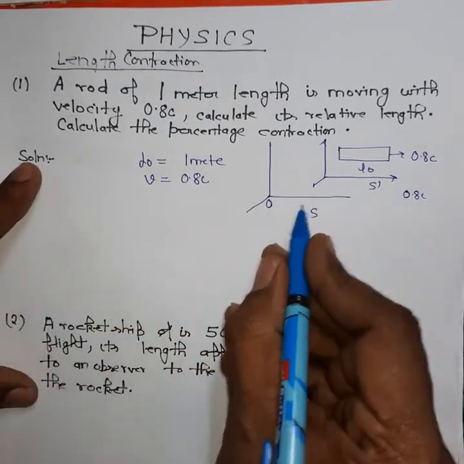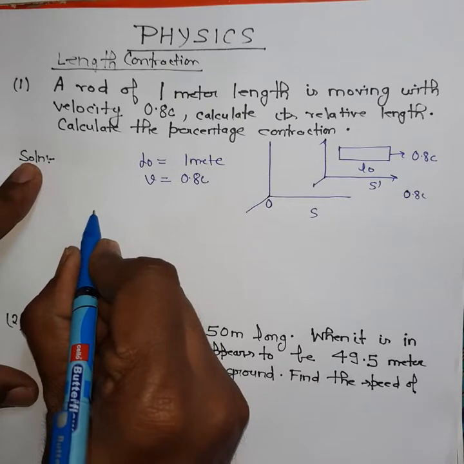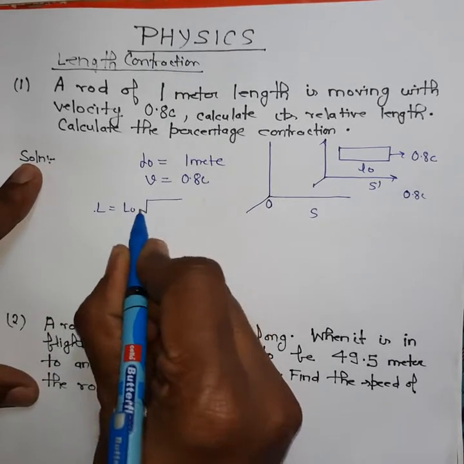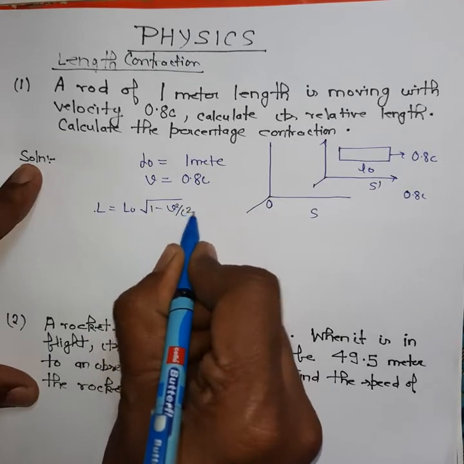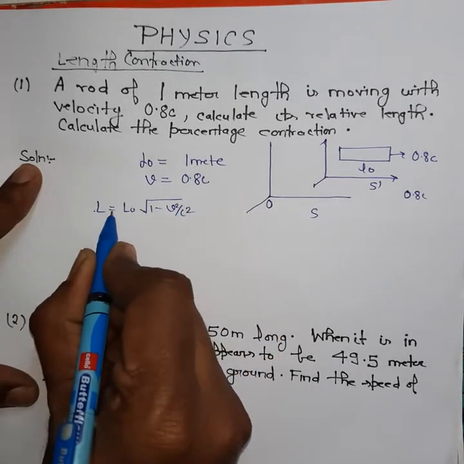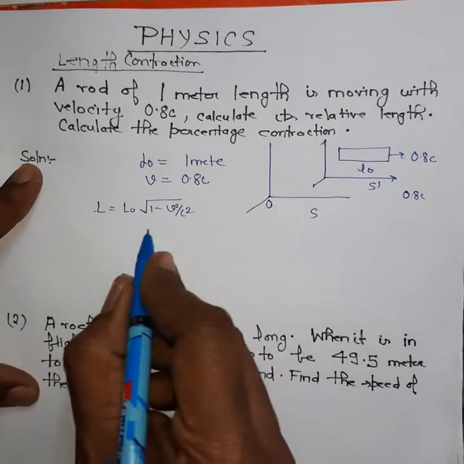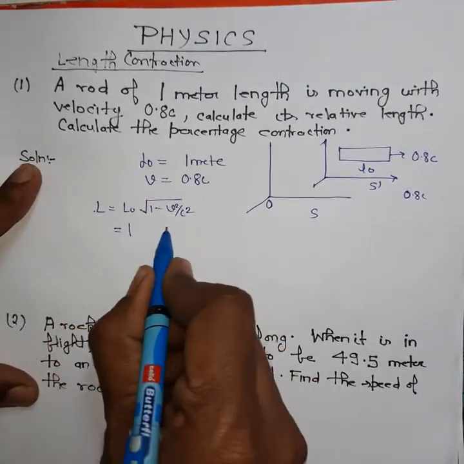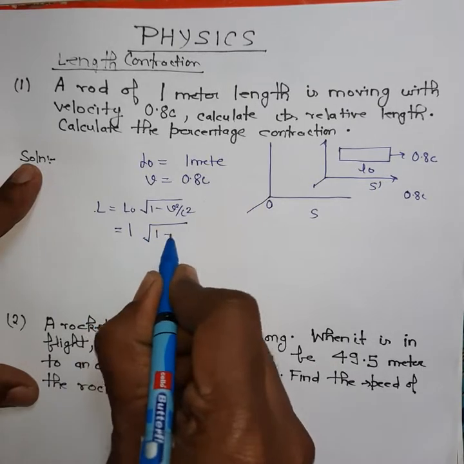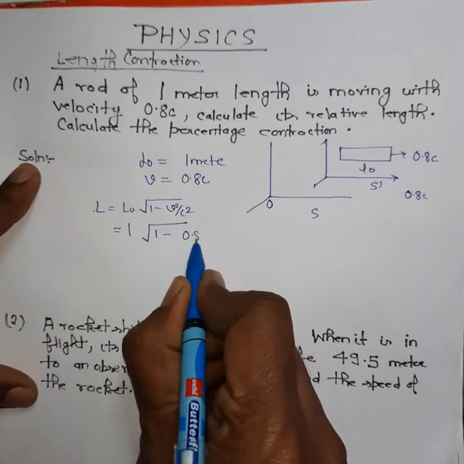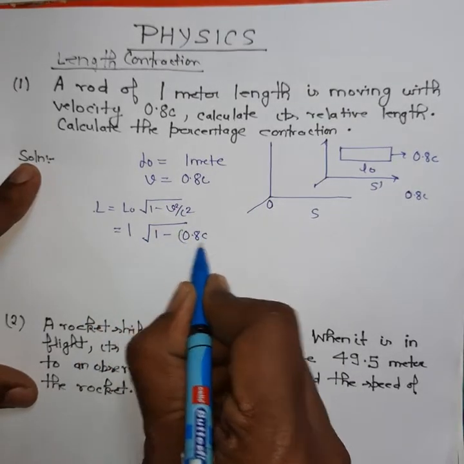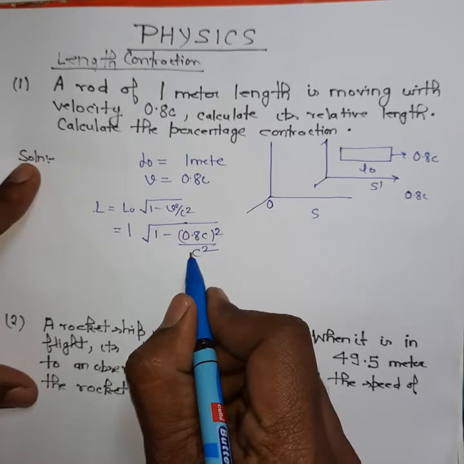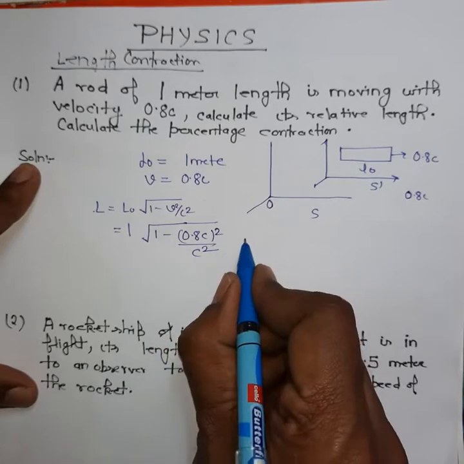So now we have to calculate its relative length. You can use the formula L is equal to L naught times square root of 1 minus V square by C square. This is the length contraction formula. L naught is given, that is 1 meter. V is given, that is 0.8 c. So I will square it and divide by c square.